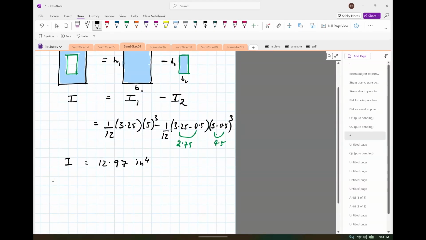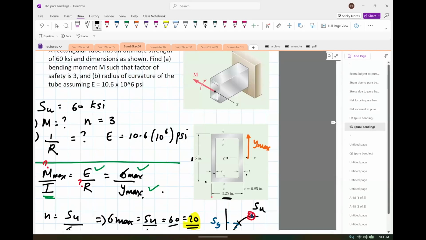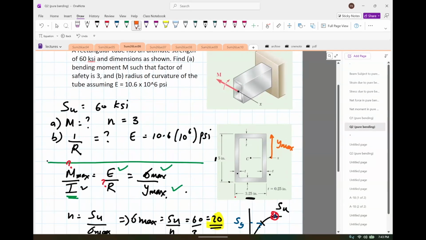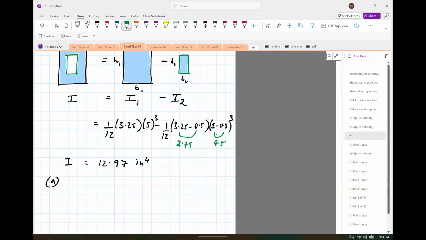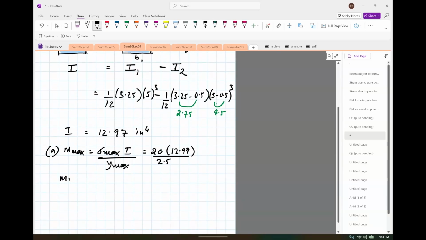Okay, the next part is straightforward. Now we have computed I, this is known, this is known, and so we just have to plug in the formulas. So M max is sigma max I divided by Y max. Sigma max is 20, I is 12.97, and Y max is 2.5. So from this we get M max equals 103.8 K pinch.